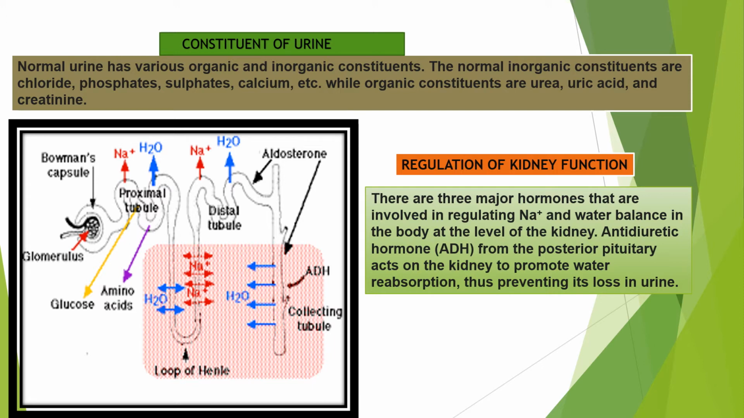You can see in the diagram the whole process has been shown. The Bowman's capsule, then in the proximal convoluted tubule portion, sodium ion and water has been shown, and amino acid and glucose. Please see the arrow properly. Next, in the distal convoluted tubule portion also, sodium ion and water, and in the loop of Henle also sodium ion and water. And in the collecting duct, aldosterone obviously is a hormone. ADH is a hormone which is helping in this process.